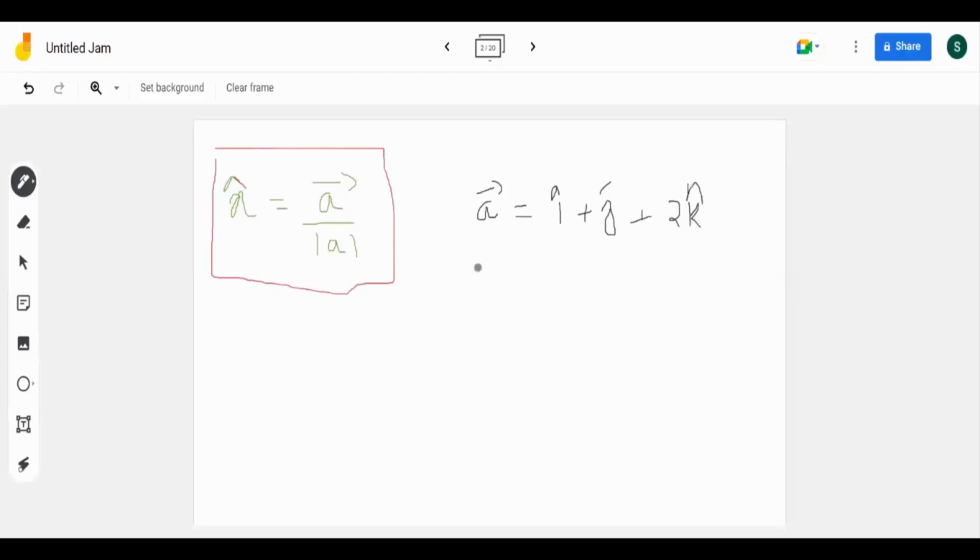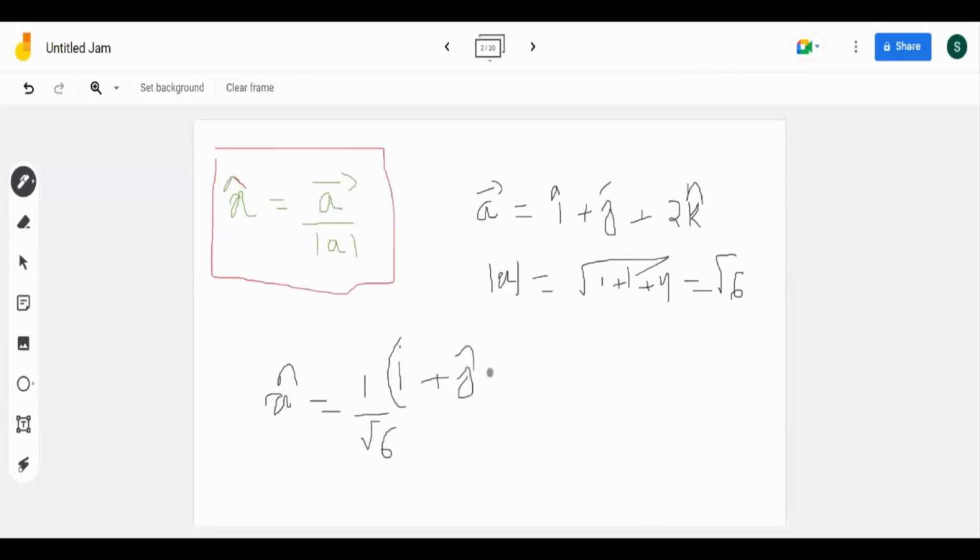Okay, so mod A will be given by under root 1 plus 1 plus 4, that is root 6. So A cap will be 1 by root 6, I will take out common: i cap plus j cap plus 2k. Okay, so this is our unit vector: i cap plus j cap plus 2k, that is A itself by mod A, and mod A is nothing but root 6. So this is our unit vector of A.